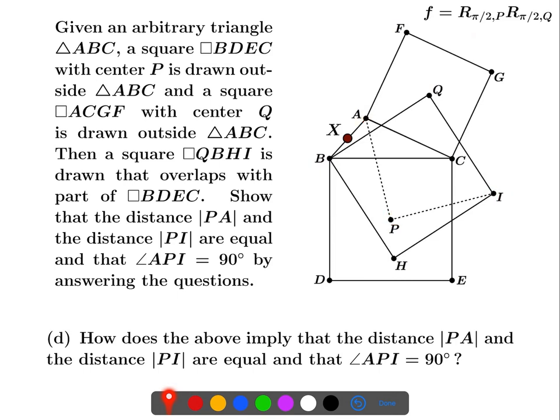Well, if I is going to a under this rotation around p, that makes this distance and this distance the same, like we want. So the distance from p to I and the distance from p to a are equal. And it also means this is 90 degrees because we're rotating 90 degrees counterclockwise to go from I to a.